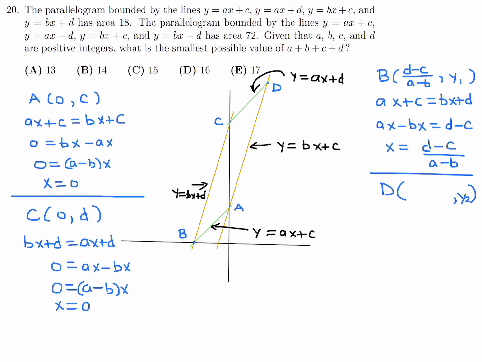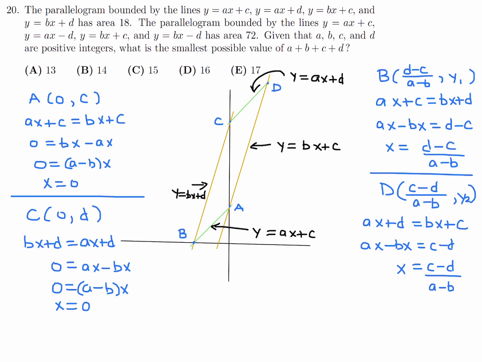Y2. So D is the intersection of this line and this line. That means this will be AX plus D is equal to BX plus C. And therefore AX minus BX is equal to C minus D. And therefore C minus D over A minus B is equal to X. So there we go, C minus D over A minus B.